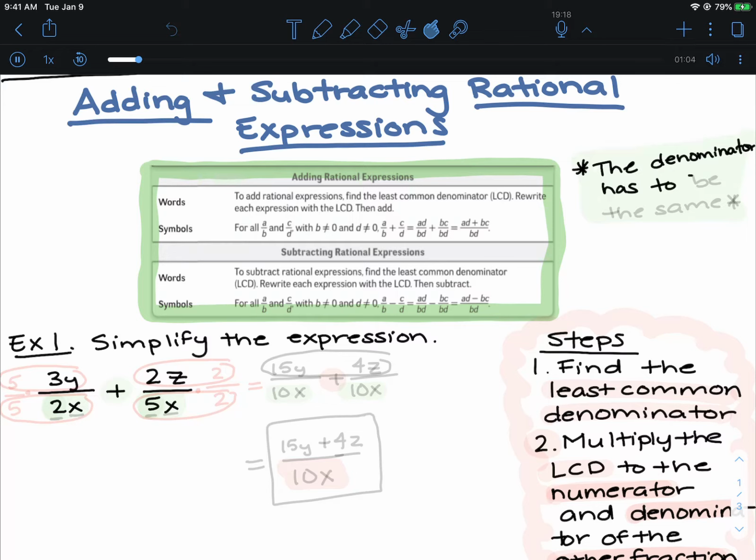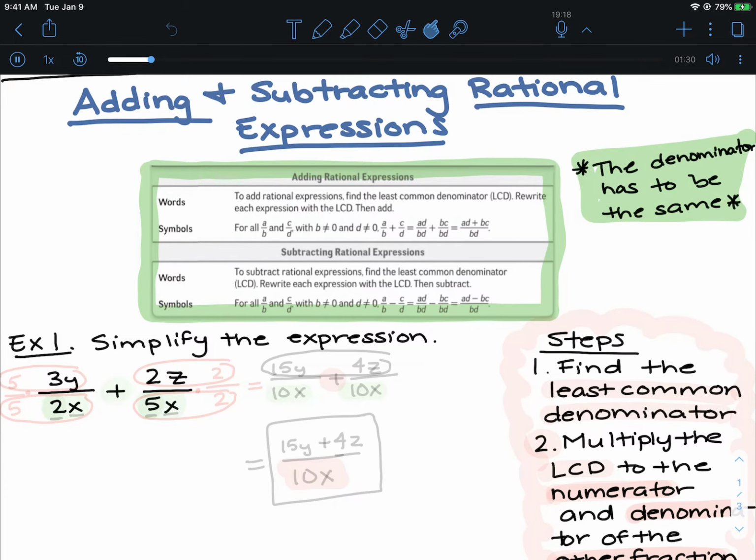Has to be the same. If it is not the same, then you cannot be adding nor subtracting these fractions. So that right there is going to be the tricky part when it comes to this. We need to make sure the denominators are the same in order for us to be able to do all of this right here.